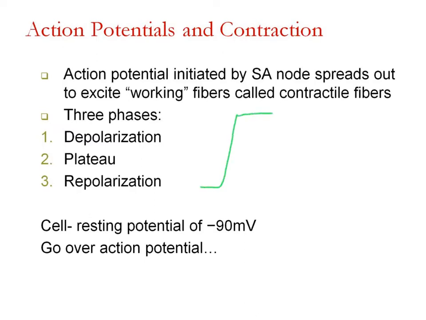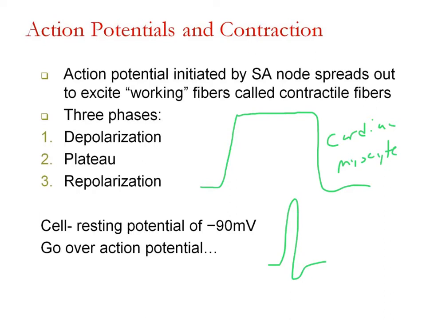And then we have a plateau phase, and then we repolarize. Okay? That is for a cardiac myocyte, the working fibers. And a neuron, you usually have the depolarization, repolarization. No plateau. And that plateau is super important for how the heart functions, and we're going to go over that in a second. And you know that I like fun facts.